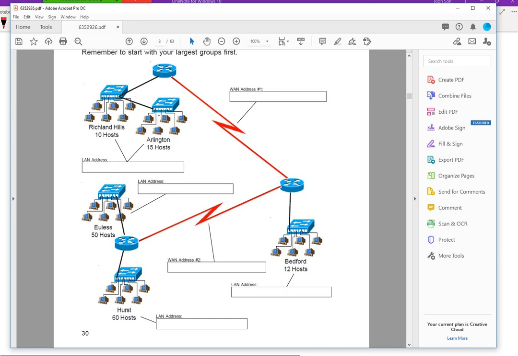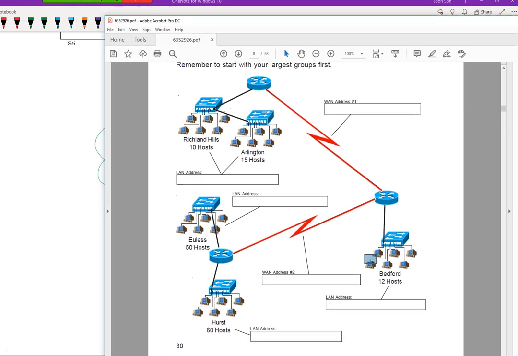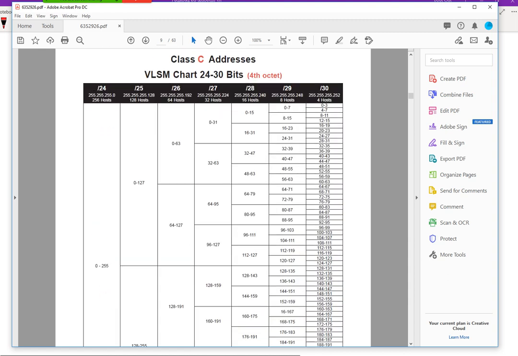Oh, actually, we have two more. This serial line, these are two networks. So let's start with the first one, Hearst and Ulyss, the 60. Then the 50. The third one is Richland and Arlington together, and the fourth one is Bedford, 12. And then two serial lines. So 1, 2, 3, 4, 5, 6. There are six networks, so you need to find the network addresses for the six subnets. Any question?